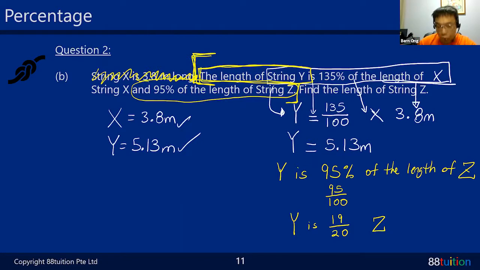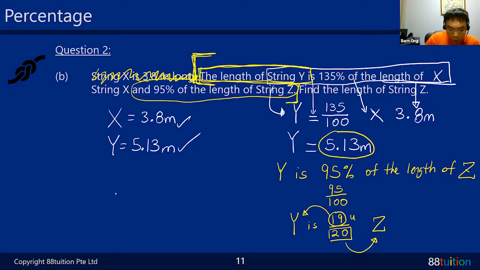Remember this is not primary school again. 19 refers to the Y, 20 refers to the Z. Isn't Y 5.13 meters? Yeah, that is the length of Y. But down here, we're talking about units. So Y is 19 units, and 19 units represents the Y, which is 5.13 meters.